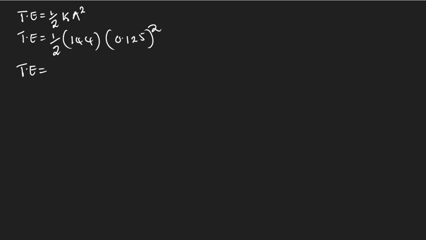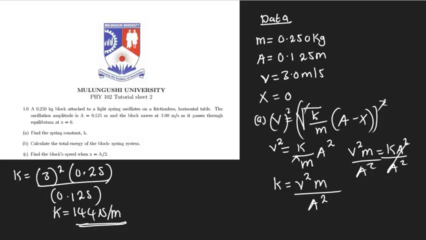So of course, we have 0.5 multiplied by 144, multiplied by 0.125 power 2. We are getting 1.125 joules.